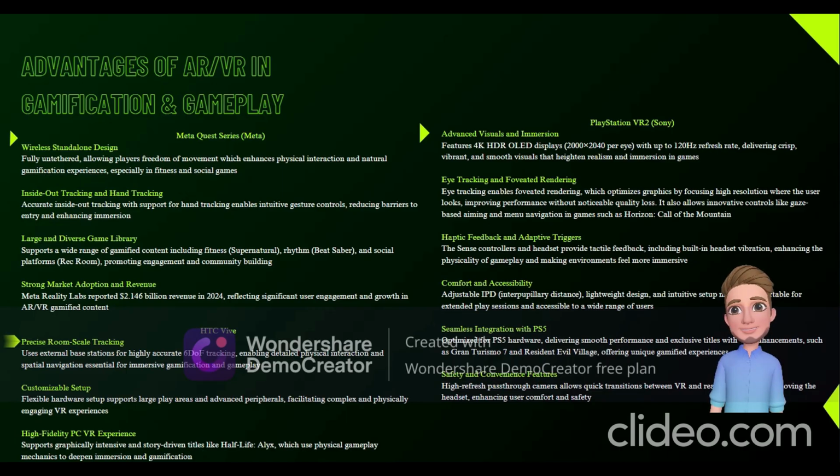The Meta Quest series uses wireless technology, with a hand tracking system and an inside-out tracking system. Large and diverse gameplay libraries are available, where you get games like Supernatural, Beat Saber, and many more. There are lots of games in the game library itself.